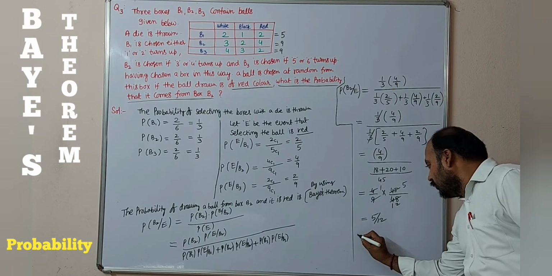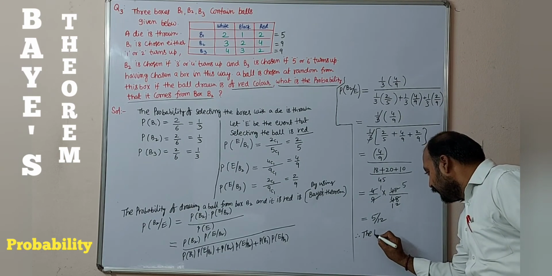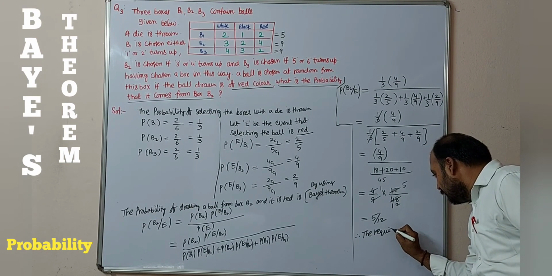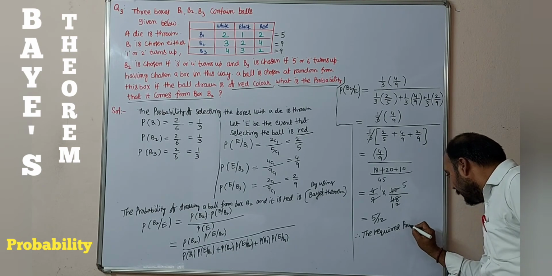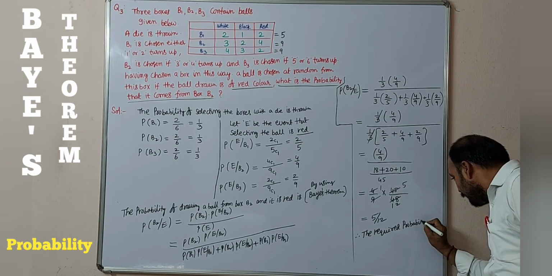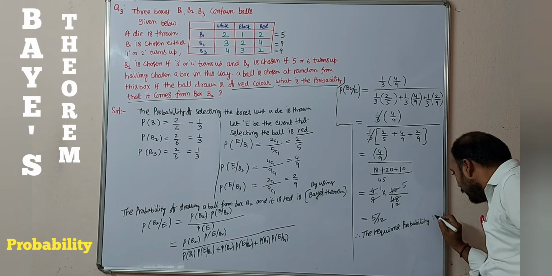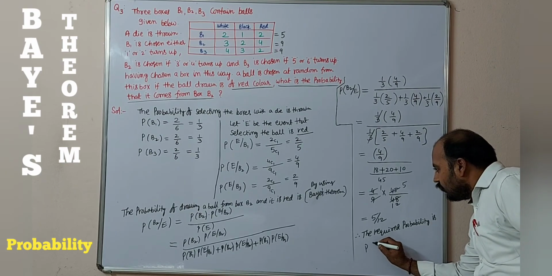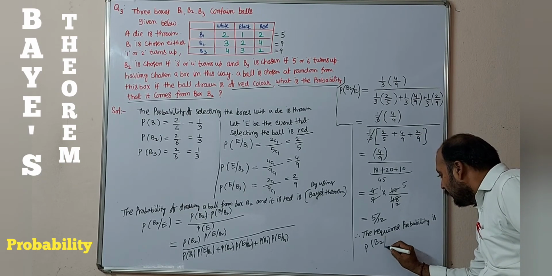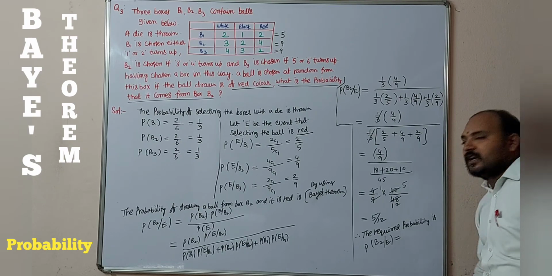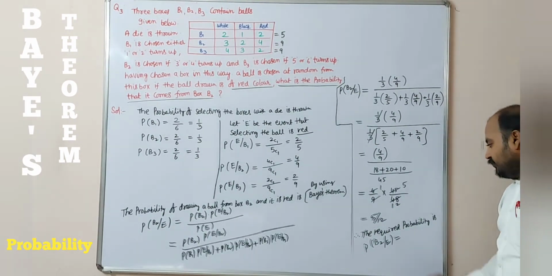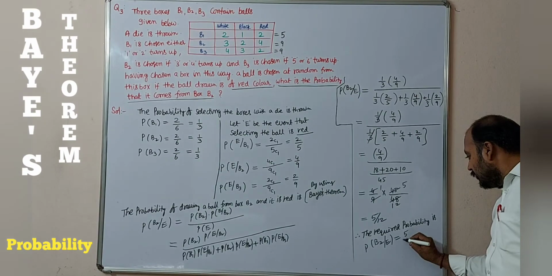Therefore the required probability is P of B2 given E. That means the probability that the red ball is from box 2 is 5 by 12.